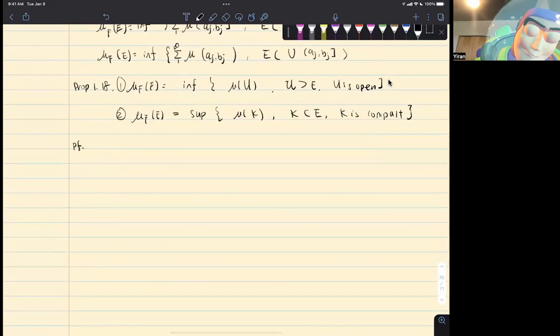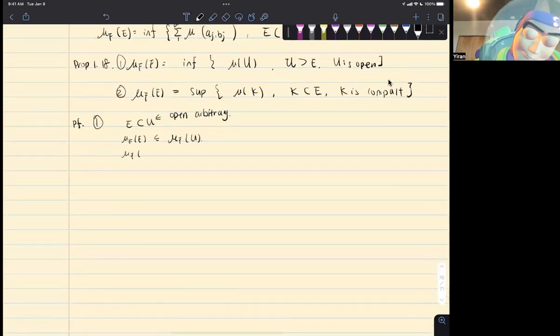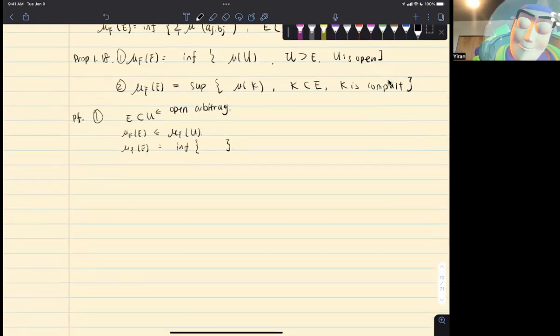So let's give a proof. We're going to prove the first one first. Since E is a subset of U, where U is open and arbitrarily chosen to satisfy this condition, mu of E is smaller or equal than mu of U. Therefore we can take the infimum: mu of E is smaller or equal than the infimum of the collection of mu of U, with U open and U containing E. And then we're done with this direction.